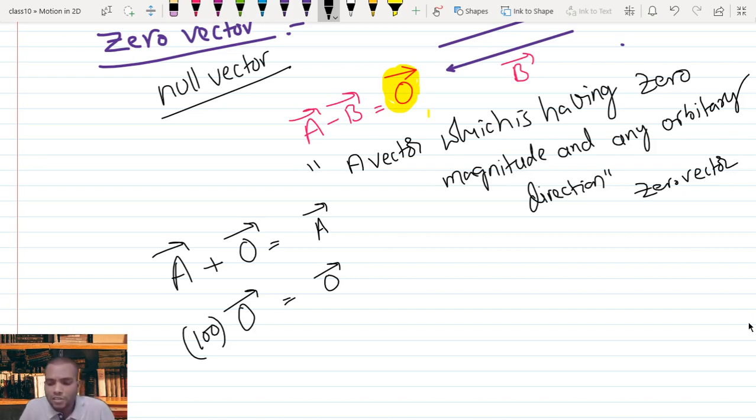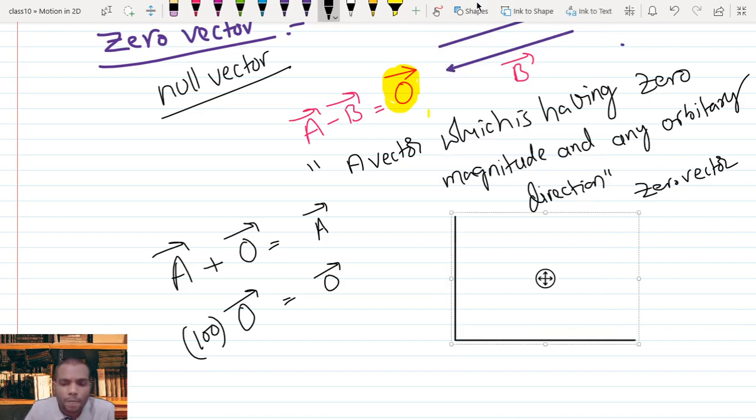So what is the importance of this 0 bar? The position vector of a particle which is lying at the origin. Suppose this is an x and y coordinate axis, so this is x and this is y. Suppose a particle is located here, at the origin O. How do we represent that particle? To represent the position vector of a particle lying at the origin, we can use the zero vector.